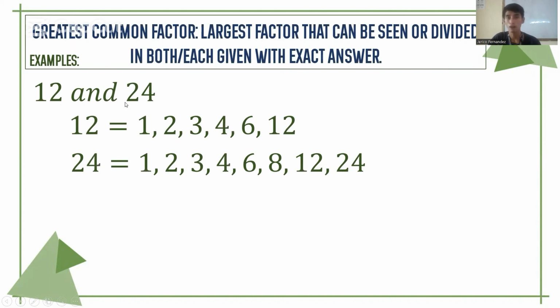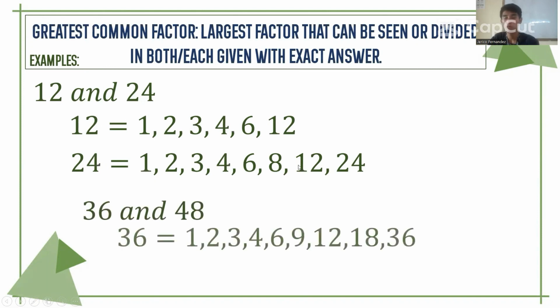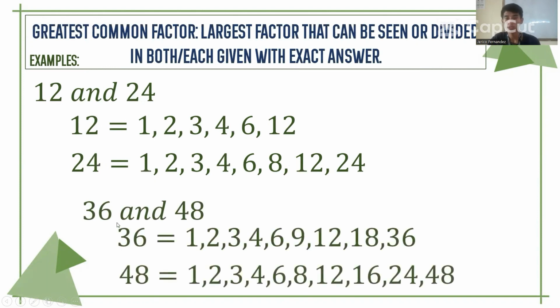The greatest common factor. How about this one? 36 and 48. The greatest common factor of 36 and 48 is 12 also. Okay?